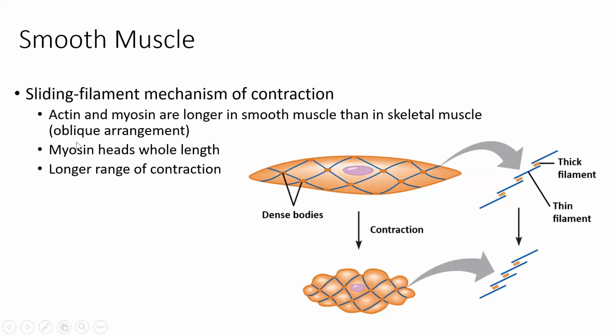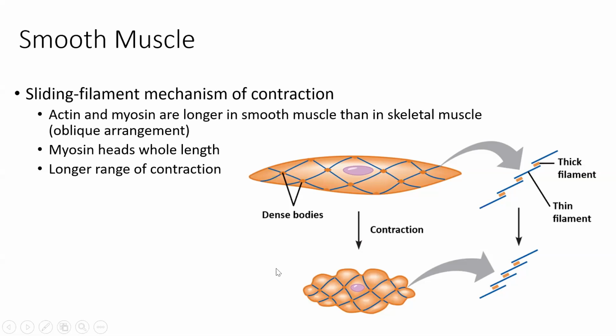Another difference here is that because of this longer actin and myosin filament, we see much slower, much more sustained contractions. So myosin is going to drag along the entire length of actin, as we can see here, and that creates a longer, slower, more sustained contraction. As a result, smooth muscle contractions are going to be anywhere from 10 to 100 times longer than what we see in skeletal muscle. And that is because of the oblique arrangement and then the longer filaments, the longer actin and myosin filaments.